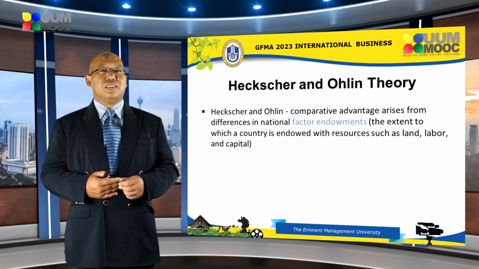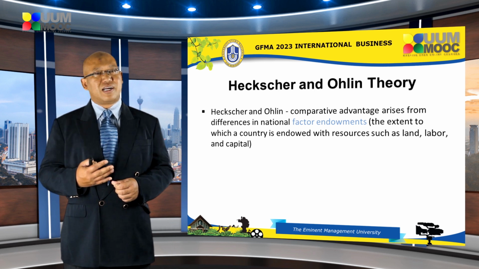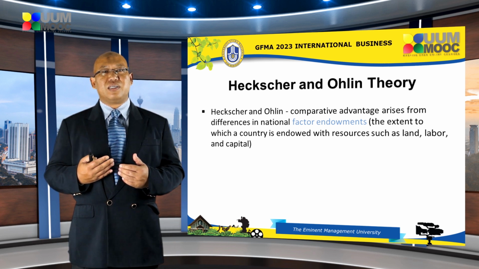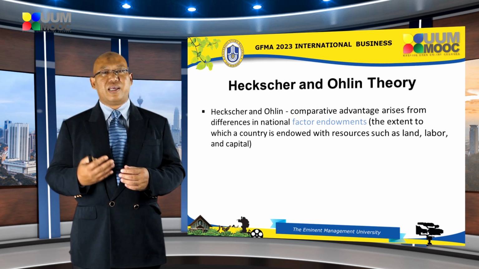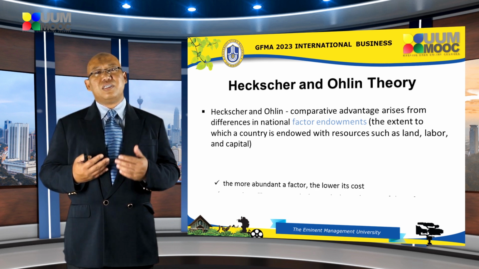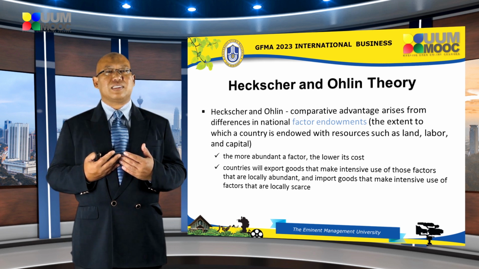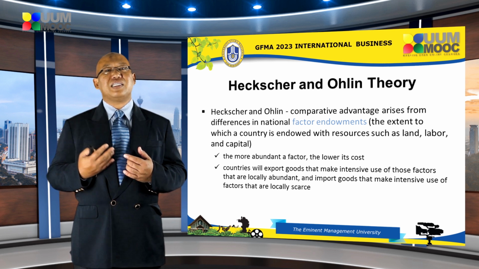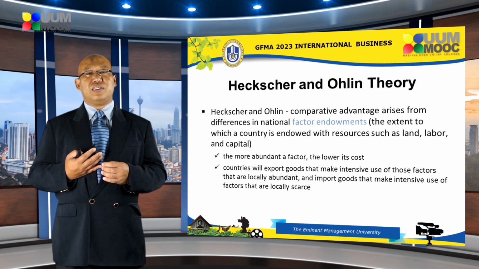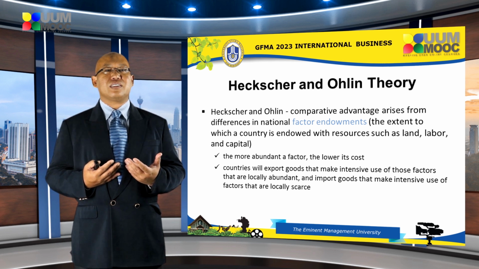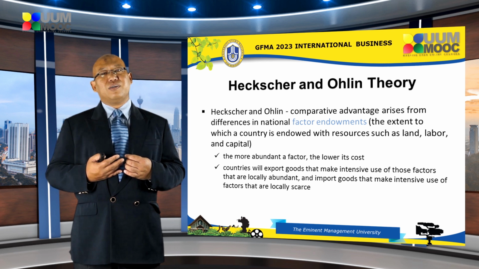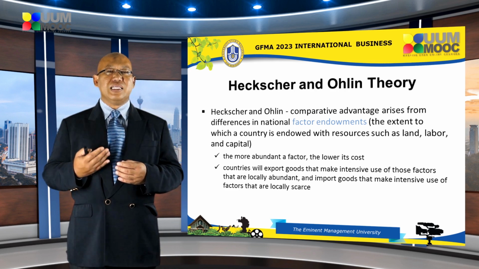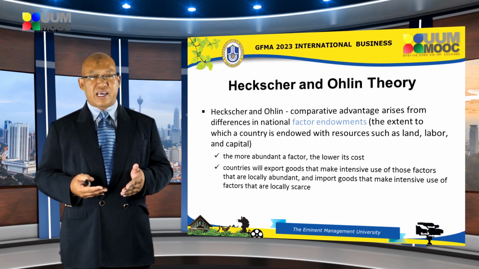Now, I would like to continue with the Heckscher-Ohlin theory. The Heckscher-Ohlin theory, known as comparative advantage, arises from differences in national factor endowments, the extent to which a country is endowed with resources such as land, labor, and capital. These resources are abundant at a lower cost, and countries will export goods that make intensive use of those factors that are locally abundant. The abundant resources in a country will be exported to other countries, and the country will import goods that make intensive use of factors that are locally scarce.